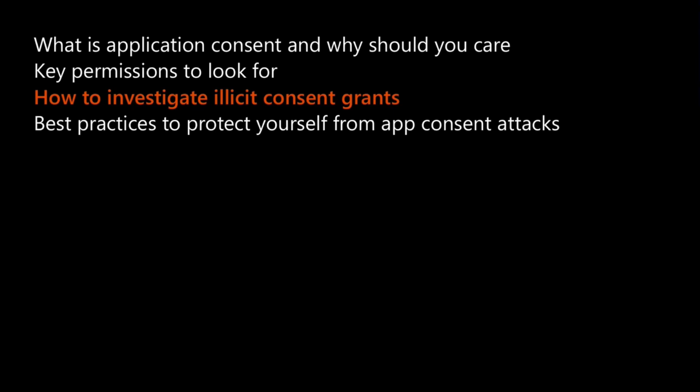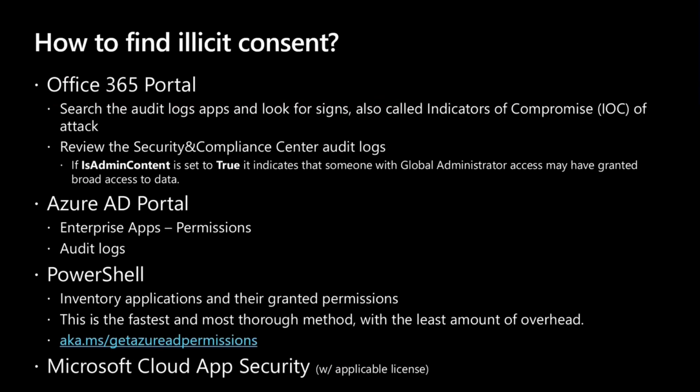There's a couple places you can look. The first place, if you just have a handful of apps in the Office 365 portal, is the Security and Compliance Center audit logs. If you see anything that says "is admin consent" set to true, this means somebody with either global admin, cloud app admin, or app admin has granted access to probably a large set of data. So you probably want to start with that.